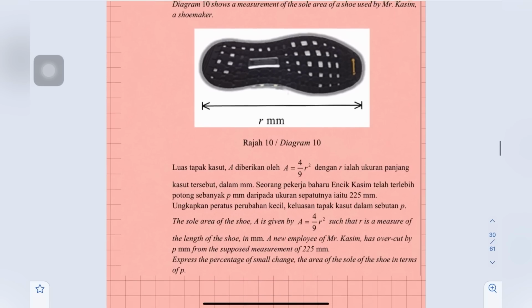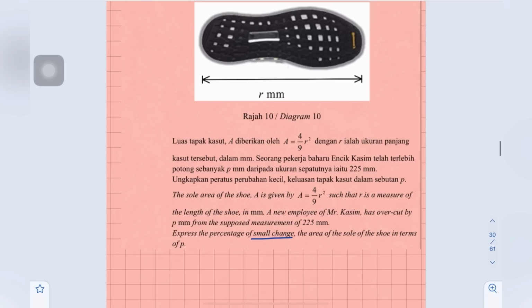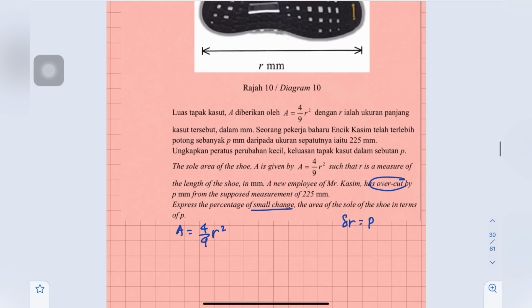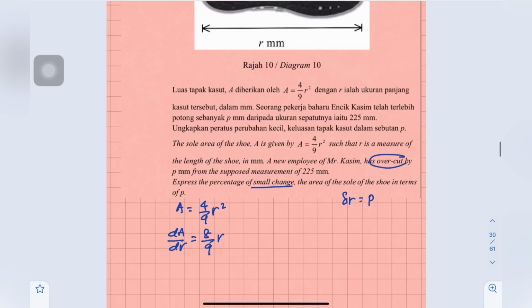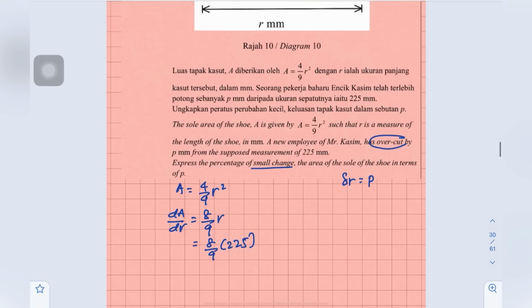Okay, so the clue is a small change. So meaning that we are going to use delta. Okay, so delta in this situation, the new employee overcut R, so delta R equals P. Okay, so now given A equals 4 over 9 R squared. So A in terms of R, differentiate, we will get dA/dR equals 8 over 9 R. And R is 225, so the answer will be 200.